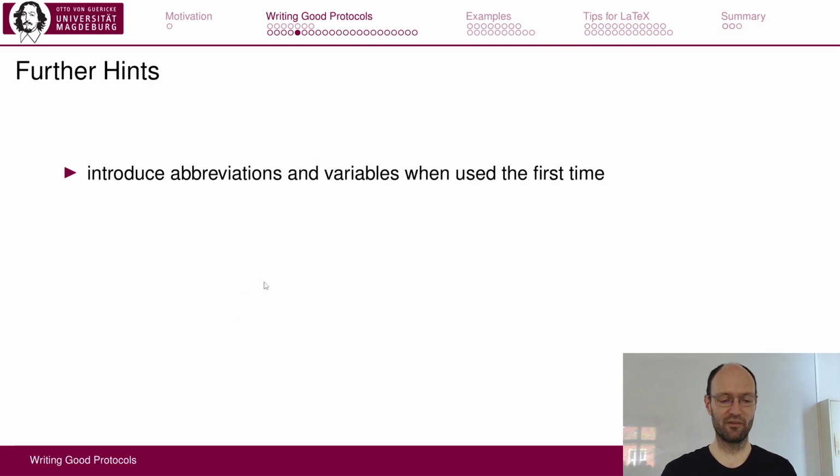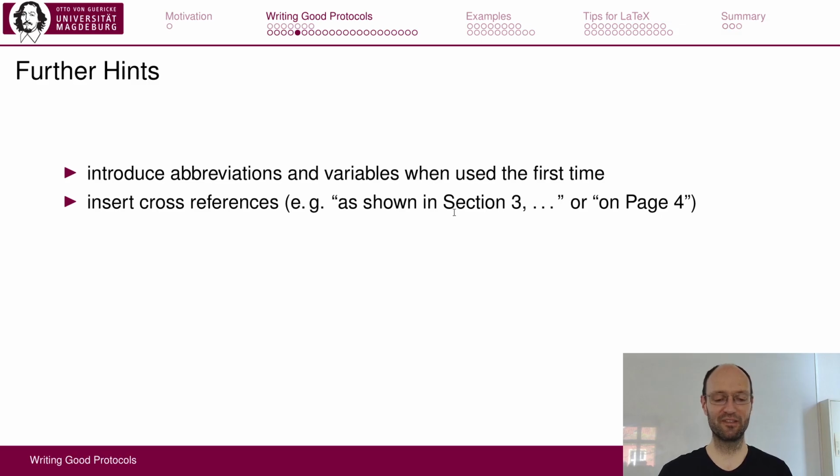Okay, so then I have just listed some further hints. If you use abbreviations, especially if they're not common, please introduce them. Only introduce them once. Don't explain them on every occurrence, because then you don't save any space by using abbreviations. The same is for variables. If you write down a formula and use some variables, some symbols, explain them. What do they mean?